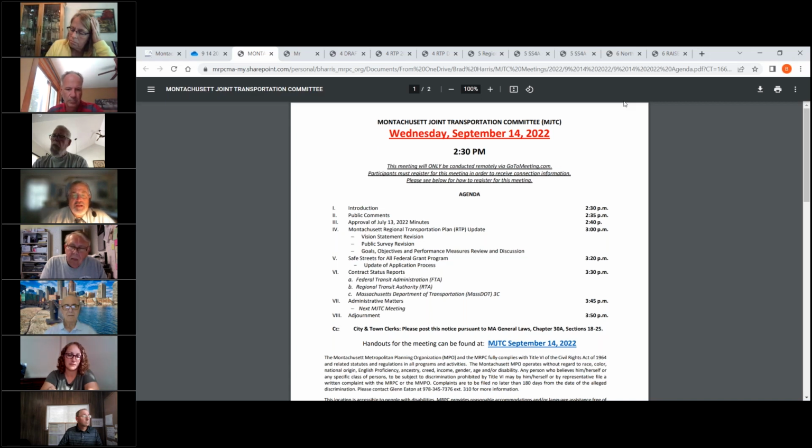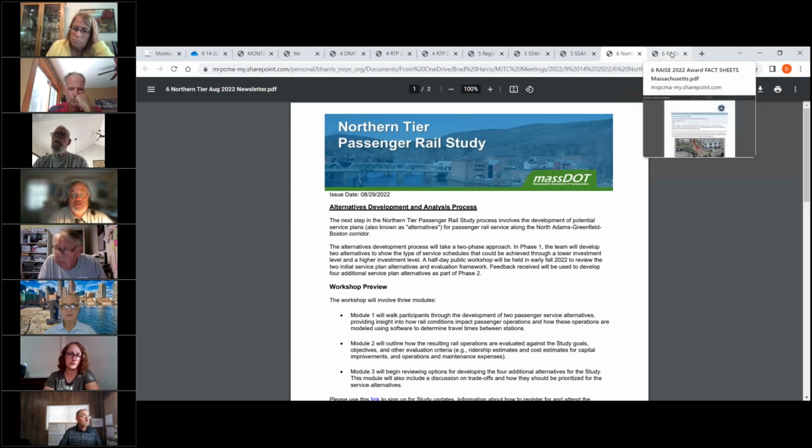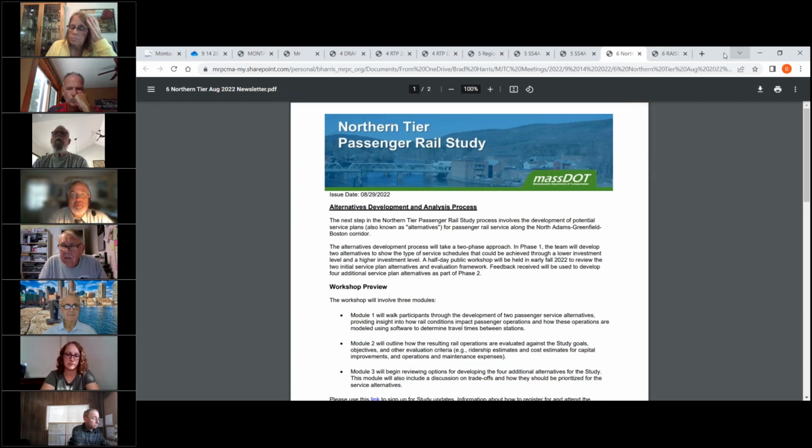And then I had two handouts for your review. The first is from MassDOT. It's the Northern Tier Passenger Rail Study Newsletter for August 29th. The newsletter discusses the next phase in the development of the study, that being the development of potential service plans or alternatives for passenger rail service along the North Adams, Greenfield, Boston corridor.